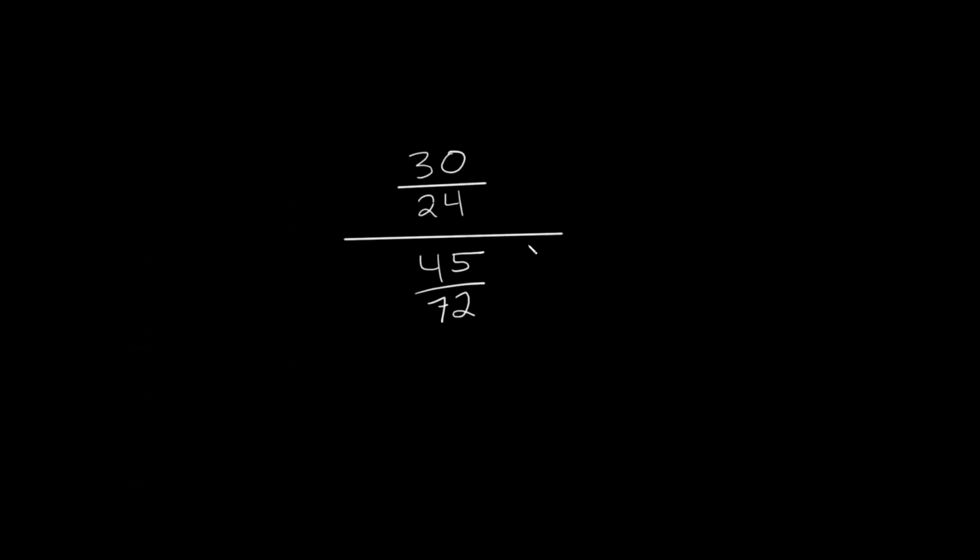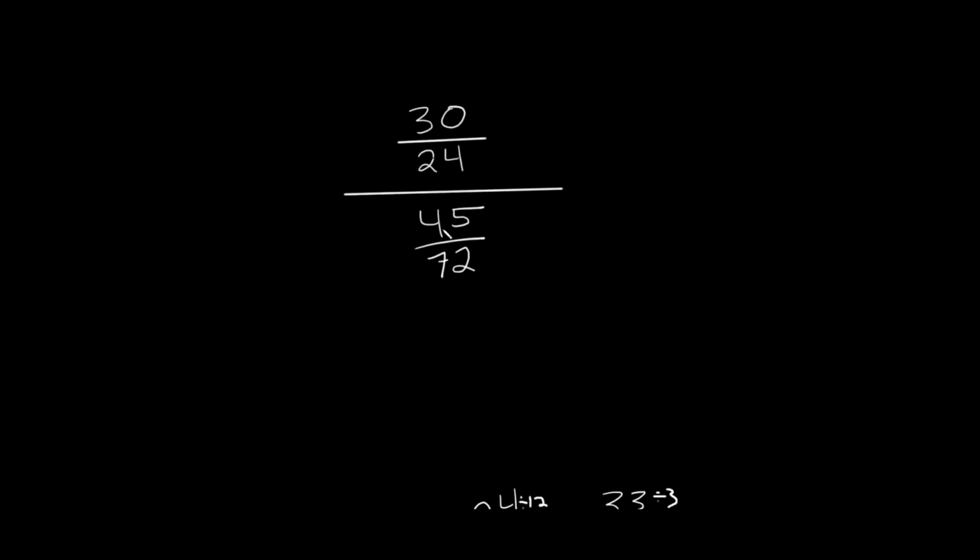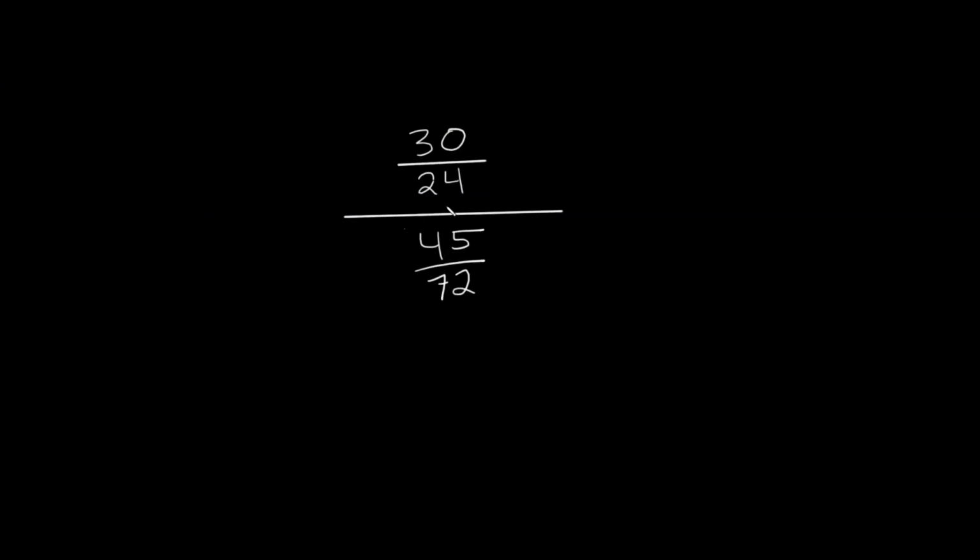And then we can do a different one as well. So we have 30 over 24, and then we have another fraction line, and then 45 over 72. So if you remember, all the fraction line means is division. All it means is division.